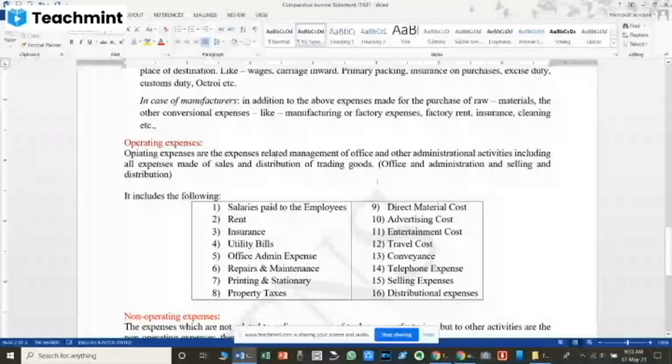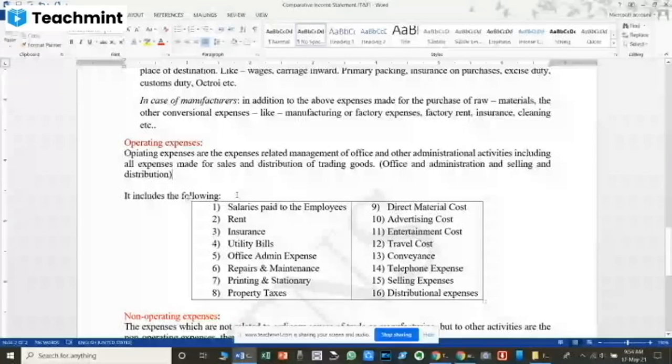Operating expenses are the expenses related to management of office and other administration activities, including all expenses made for sales and distribution of trading goods. You are going to study this in detail in your costing. Keep in mind, operating expenses is the total of office and administration overheads and selling and distribution overheads, which are to be classified in costing. At the time of preparation of the cost sheet, this classification is compulsory. But here, for our purpose, it is not necessary to differentiate between them. We are going to club those two here.